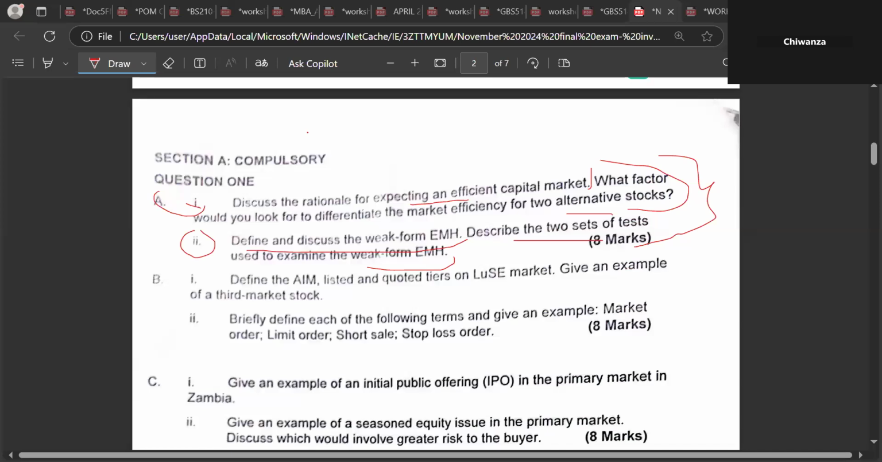So we said the rationale behind an efficient capital market is that we first define what the capital market is, right? In efficient capital markets, the stock prices will fully reflect all the available information. The rationale behind this is that investors are not able to consistently achieve returns that exceed the average market returns, even on a risk-adjusted basis, because the stock prices already incorporate and reflect all information available.